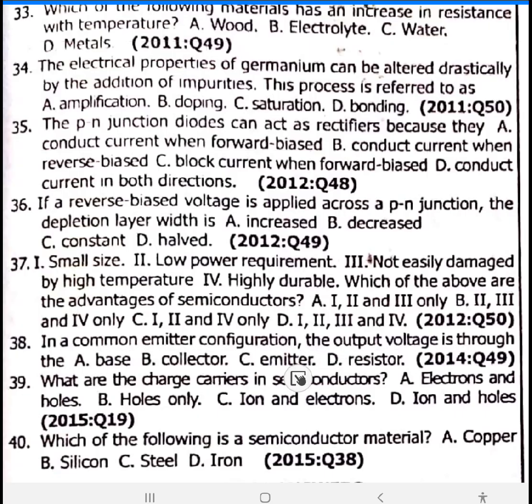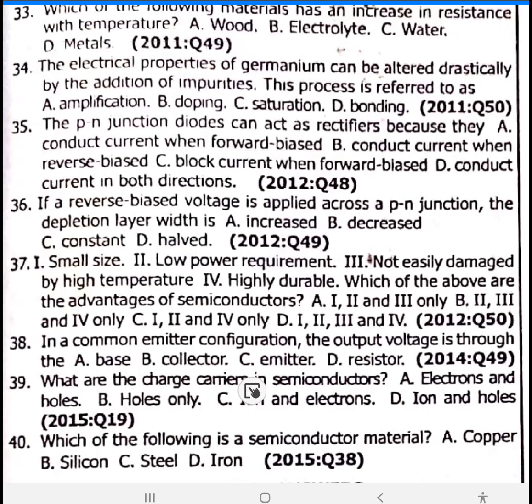38. In a common emitter configuration, the output voltage is taken through the collector. Input voltage equals the base. Lastly, the emitter is involved in both the output and the input. 38 is option A.